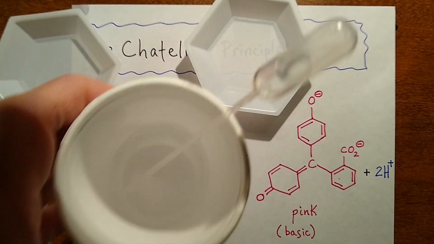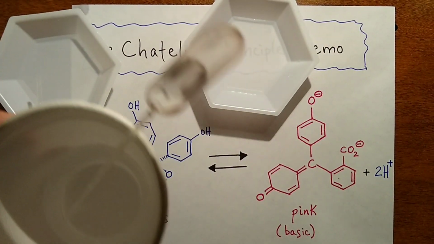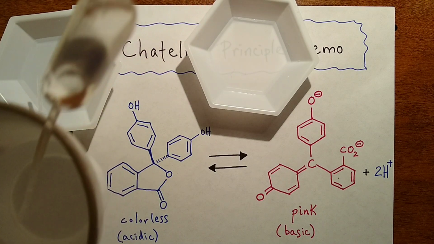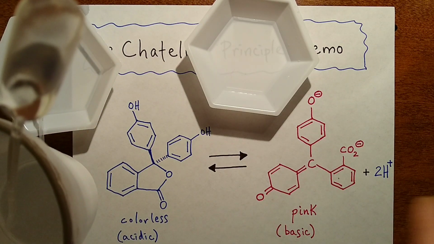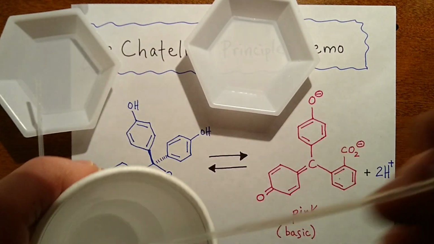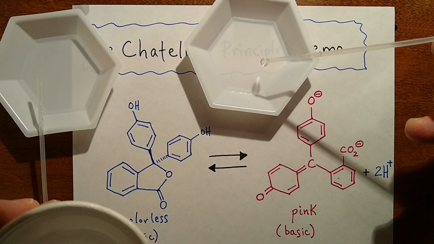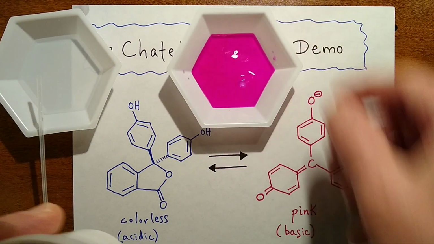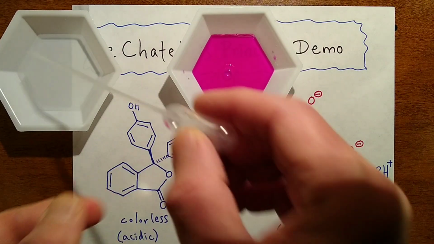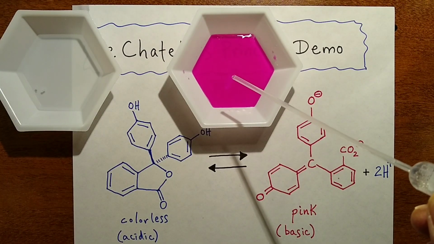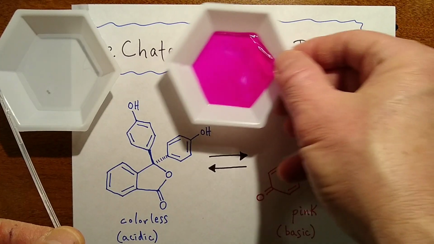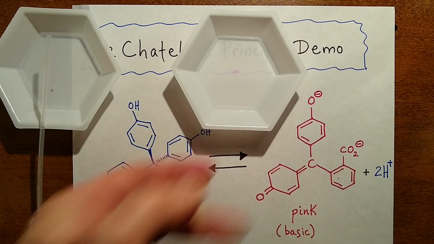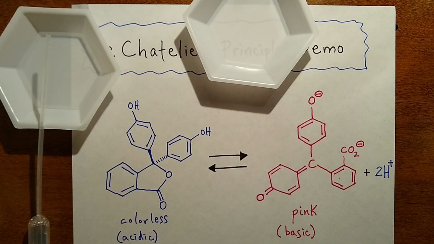Now I'm adding in OH ions, this stuff. So now that's going to remove these. Removing those protons is a stress. The equilibrium is going to shift in a direction to replace the protons. So it's going to shift to the right. 1, 2. Let's see. Stir it up. Went back to pink. Add some vinegar. 1, 2. Back to this side.